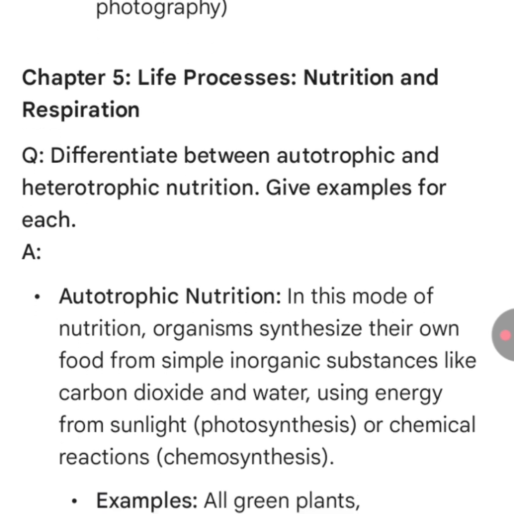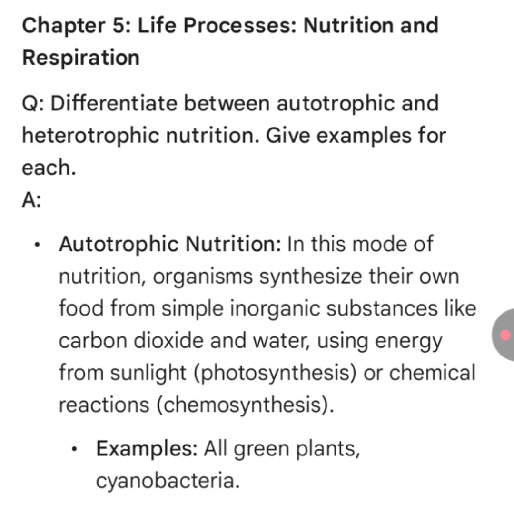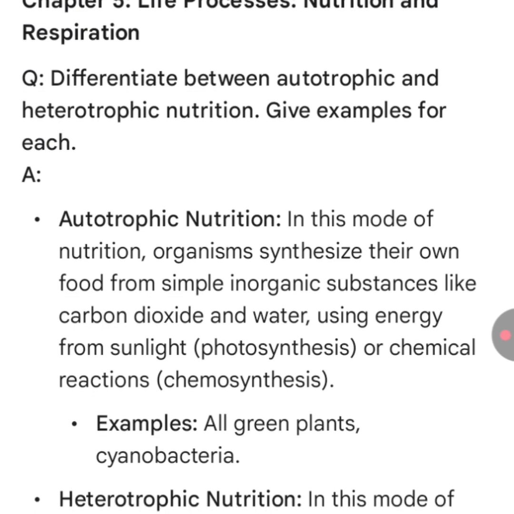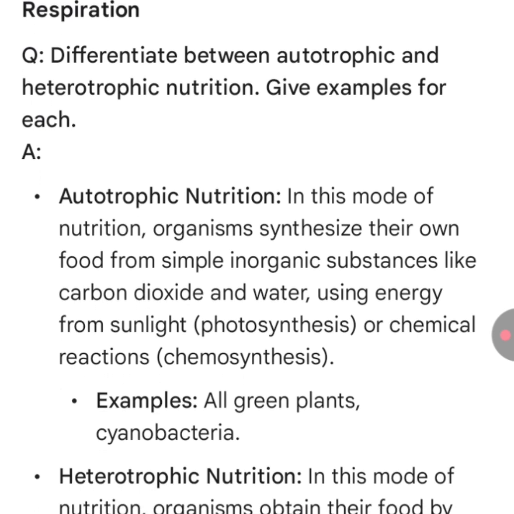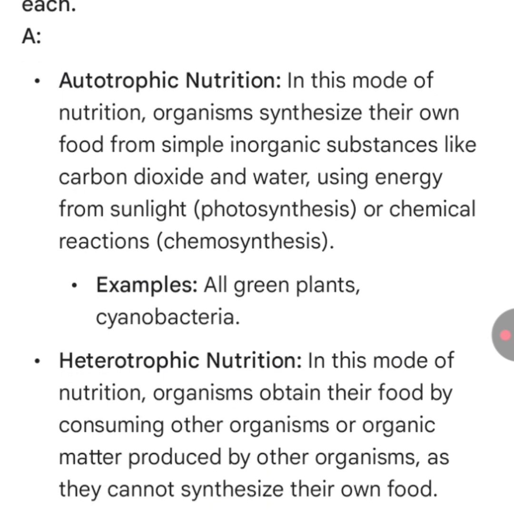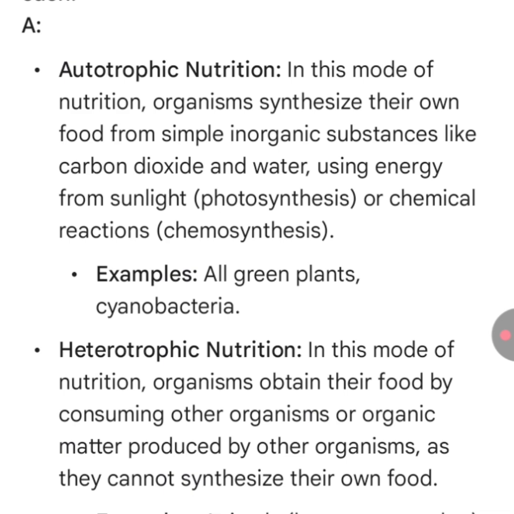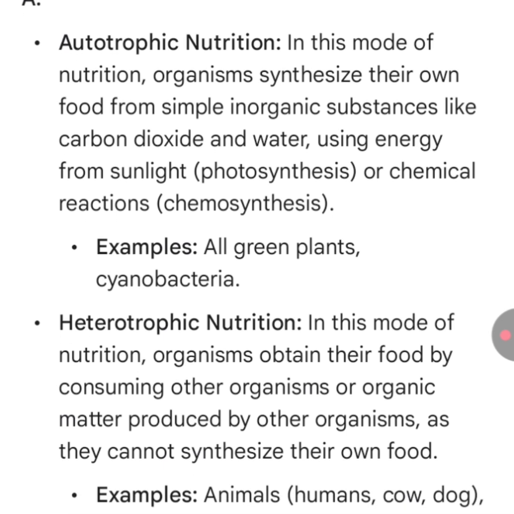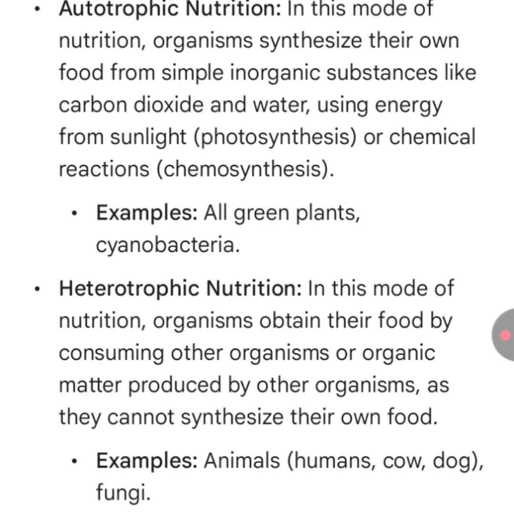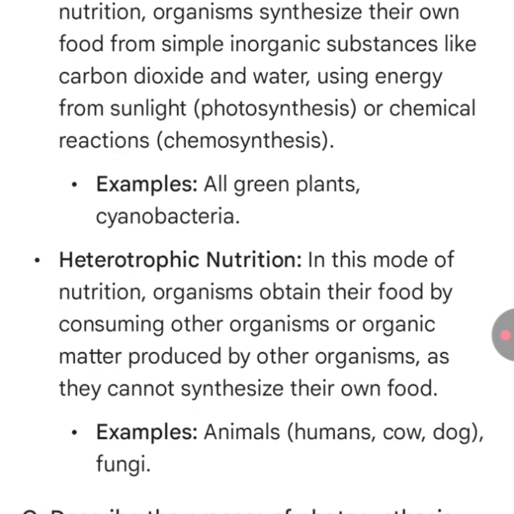Chapter 5. Life Processes, Nutrition and Respiration. Q. Differentiate between autotrophic and heterotrophic nutrition. Give examples for each. A. Autotrophic nutrition. In this mode of nutrition, organisms synthesize their own food from simple inorganic substances like carbon dioxide and water, using energy from sunlight, photosynthesis, or chemical reactions, chemosynthesis.